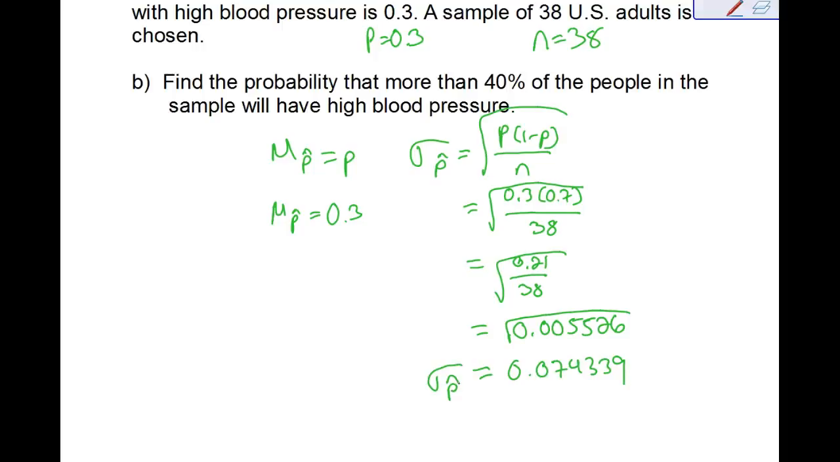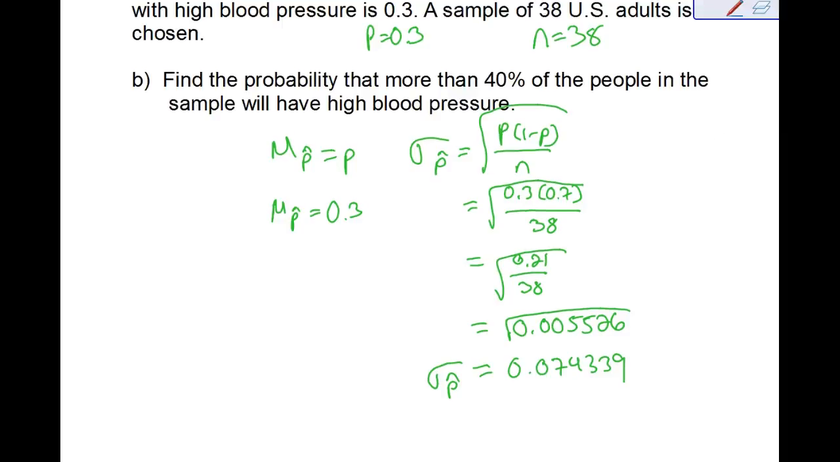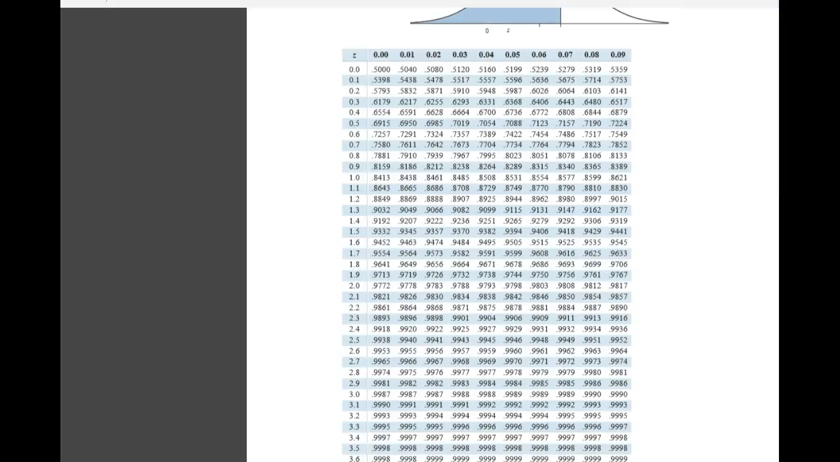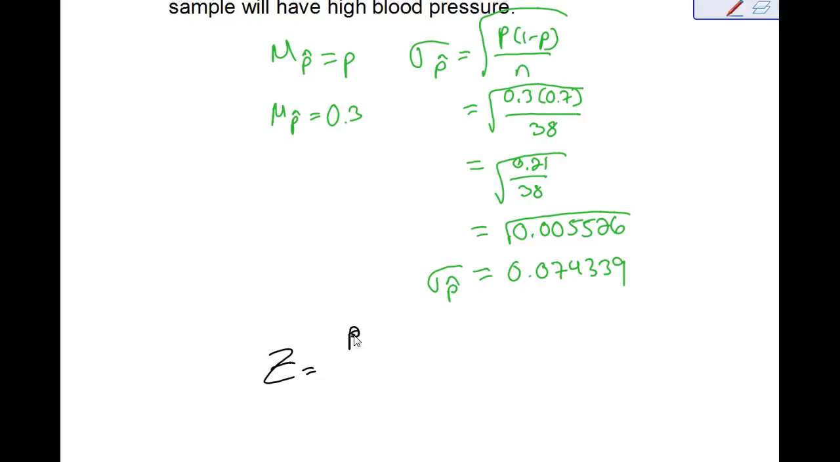I had to have those items before I could do this because I'm looking for my z-score. And my z, if you recall, is normally my x minus my mean divided by my standard deviation. Well, instead of x here, I'm going to be working with p hat, and I have my mean as my mean and my standard deviation as my standard deviation.